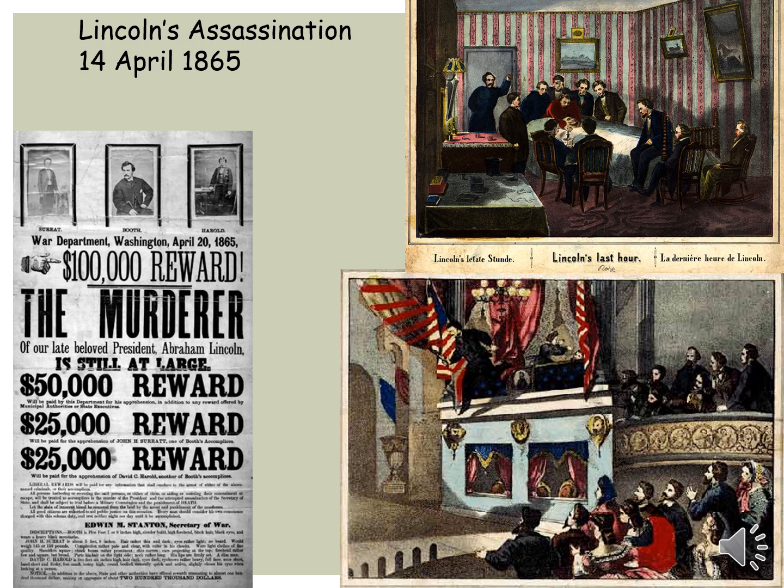Lincoln's letzte Stunde, that's good German. It means his last hour. Lincoln's last hour, the dernière heure de Lincoln. And that's in French, obviously. Lincoln lasted until about 4:30, 5 o'clock in the morning, and then he passed away.